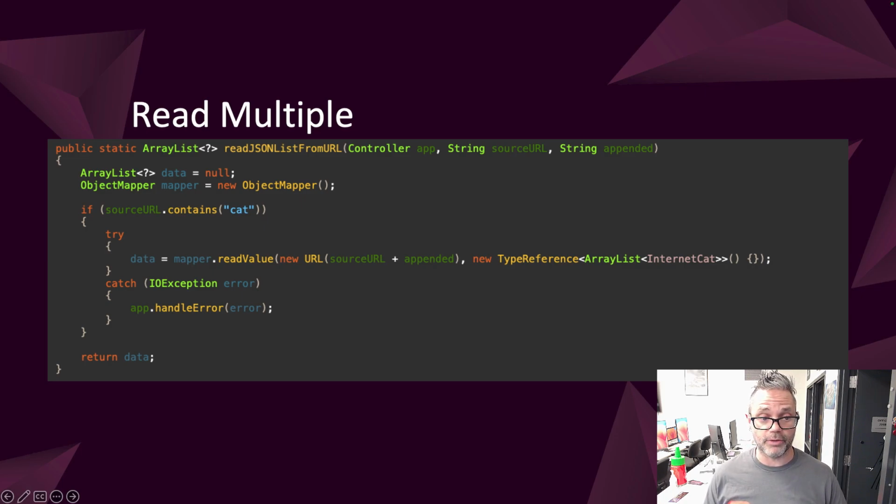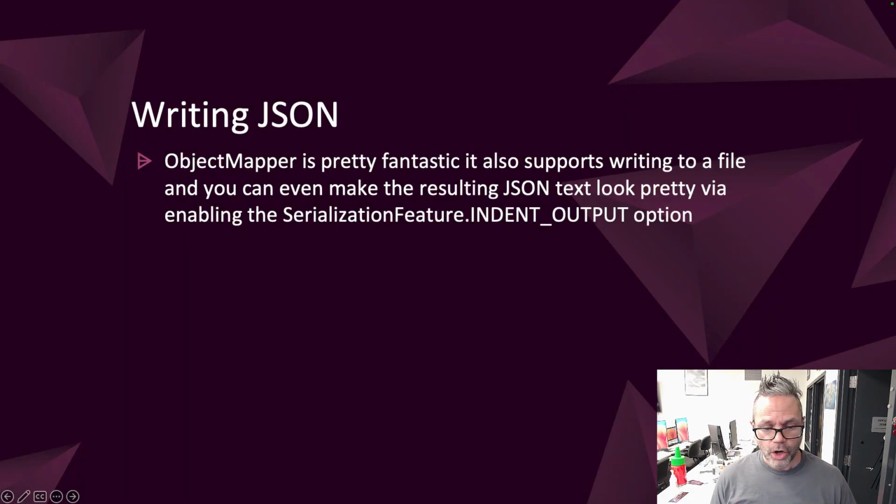But now instead we have a new TypeReference of an ArrayList of InternetCat. And then we have the anonymous instance right there that we create with the open and close curly braces. That creates an ArrayList of InternetCat type that I can read all that JSON data into and then reference via the data variable I just created and return from the method. It's wonderful, it's easy, and it's great. Wonderful tool.